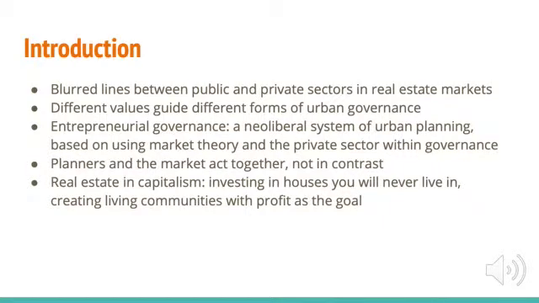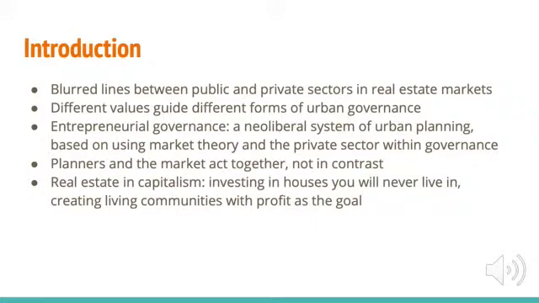As a broad introduction to the governance chapters as it applies to our case studies, what we found is that there are blurred lines between public and private sectors in the real estate markets and in urban planning, and that depending on the form of urban governance, different values are guiding urban planning.